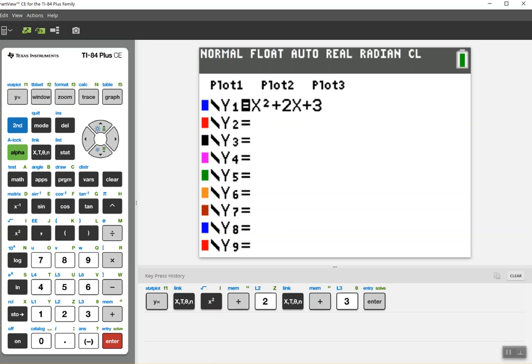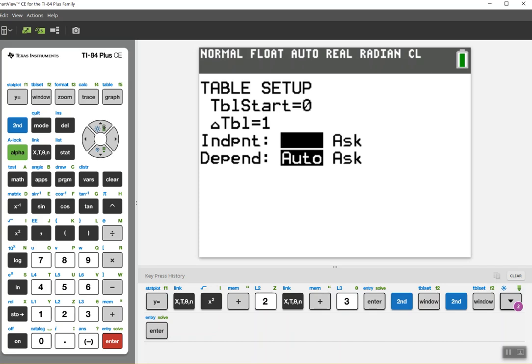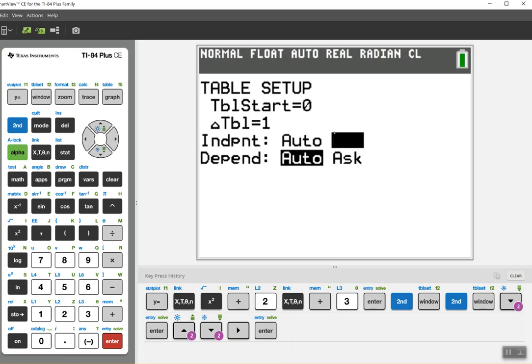The next thing we're gonna do is make sure that your table is set up correctly. So click second and window. So again, that's second and then window. Now it gets you into this screen. I want that auto option to not be highlighted. I want my option to be on ask. So if you have it highlighted like this, all you do is go down with your arrows, go there to that line, move it over, and then just click enter there to put it on ask. If it's not already on ask. If it's already on ask, then leave it alone. That means you're ready to go.